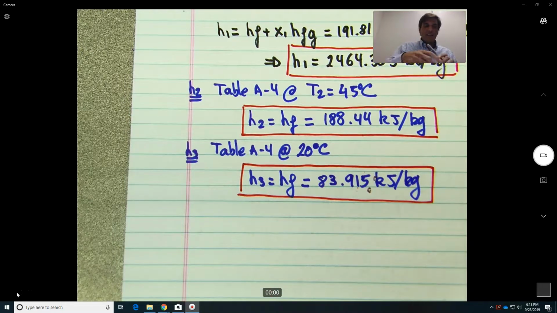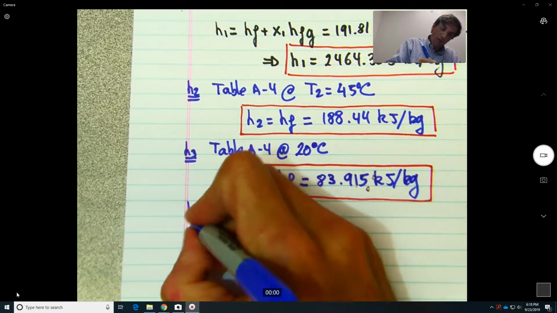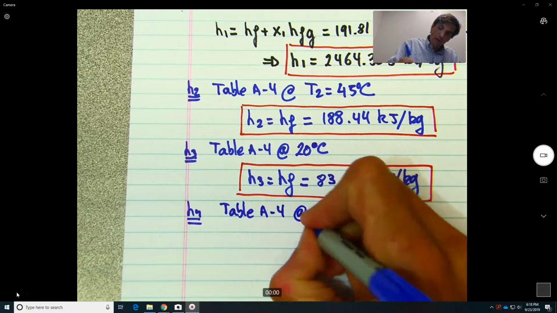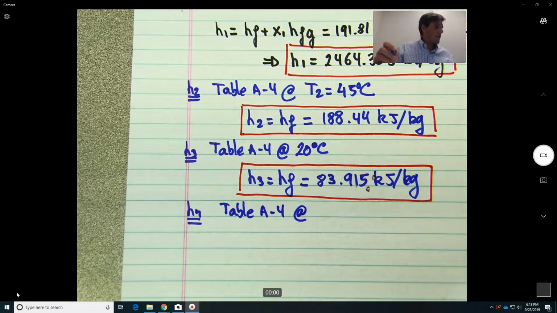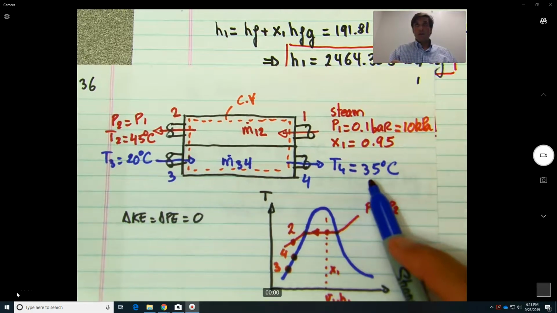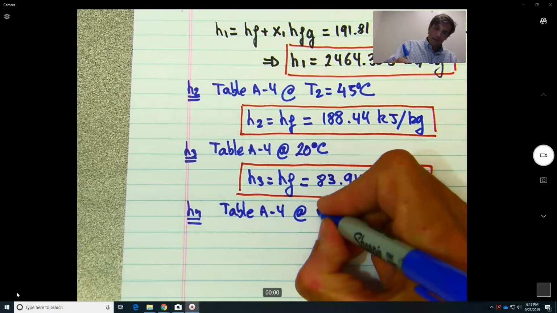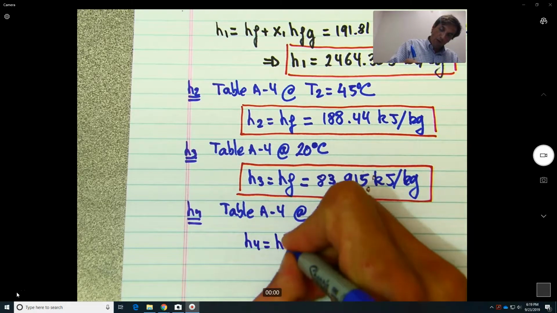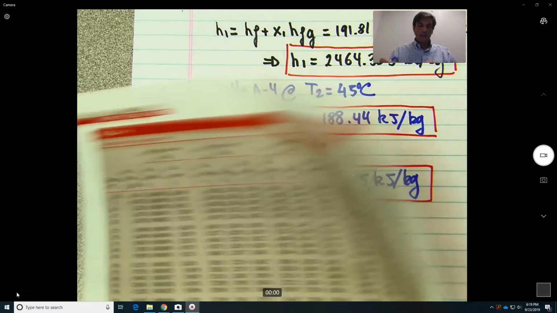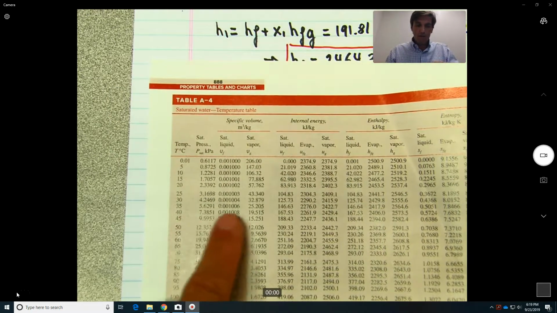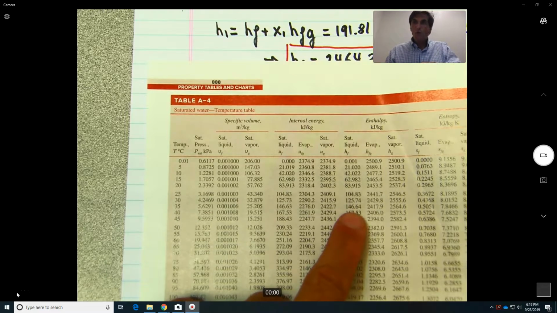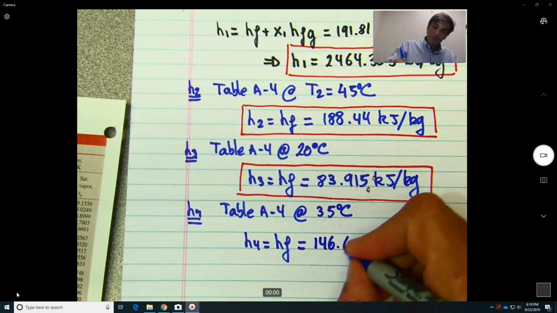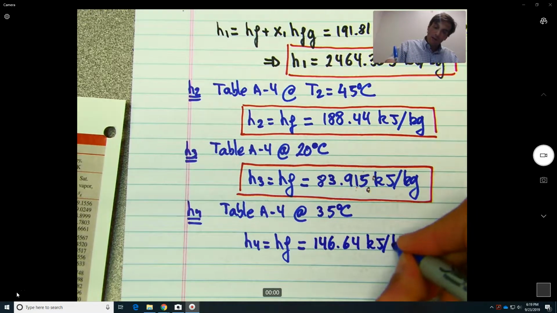If we do exactly the same thing for H4, table A4, at this time what temperature? 35 degrees Celsius. We find that H4 equal to H fluid, and that will be equal to what? 35, 146.64 kilojoules per kilogram.